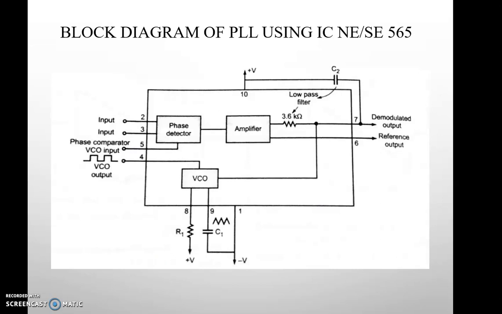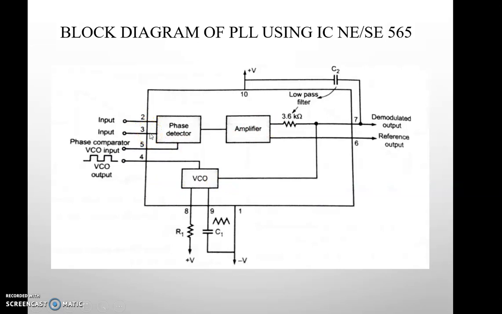Here we have the block diagram of the PLL IC 565. We can see this diagram. Over here we can observe that the phase detector is there. When no input is given, pin number 2 and 3 are grounded. You can see that pin number 2 and 3 are grounded.